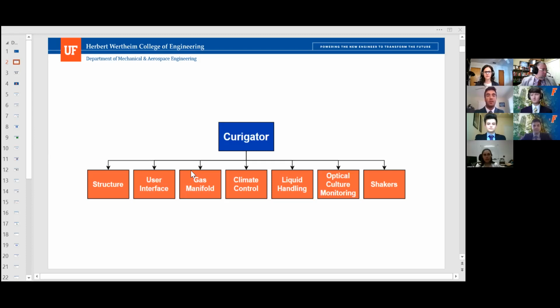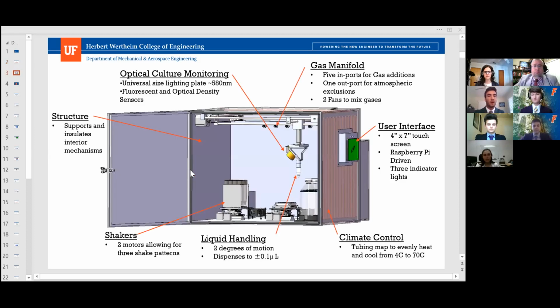Our shakers are going to use 2 different motors to create the 3 requested orbital shaker patterns. And so each of those 7 subsystems is shown here, so you can get an idea of what you're looking at.